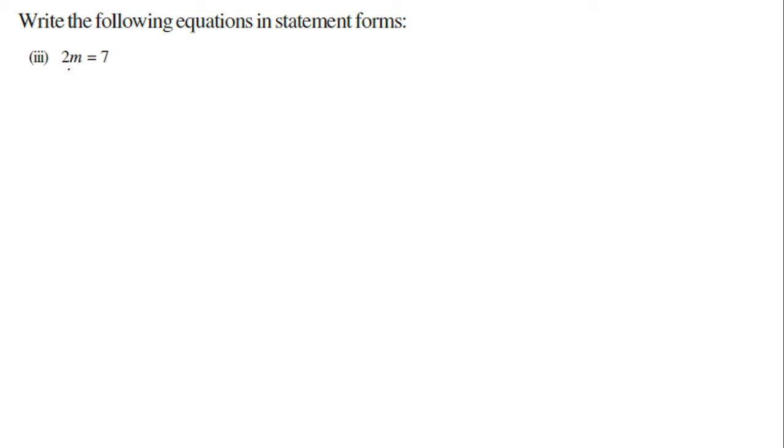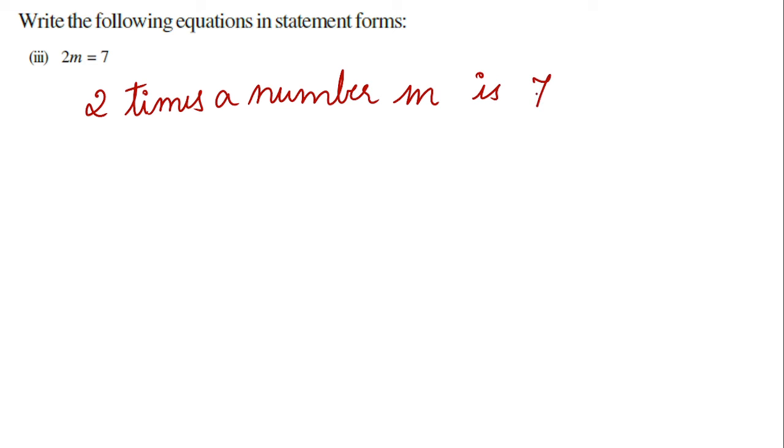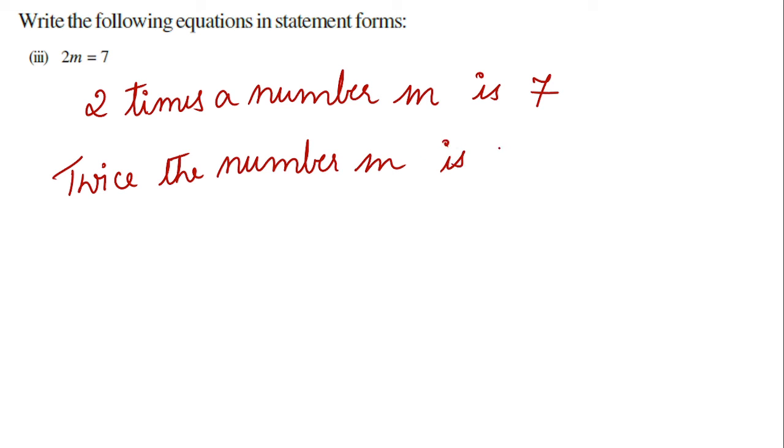2m is equal to 7. 2m is 2 times m. So 2 times a number. What is that number? Here in this case it is m. 2 times a number m is 7. Or the other way of writing is twice the number m is 7.